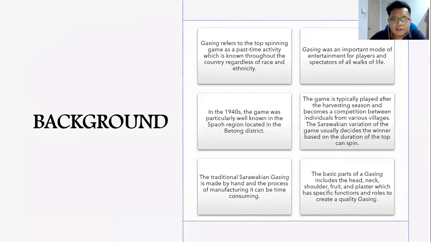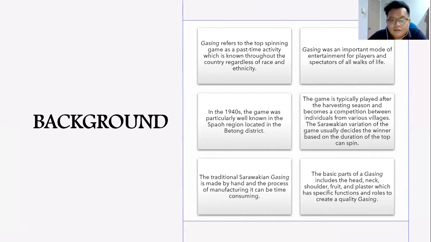As for the background, gasing refers to the top spinning game as a pastime activity which is known throughout the country regardless of race and ethnicity. Gasing was an important mode of entertainment for both players and spectators of all walks of life. In the 1940s, the game was particularly well known in the Betong district of Sarawak. The game is typically played after the harvesting season and becomes a competition between individuals from various villages.